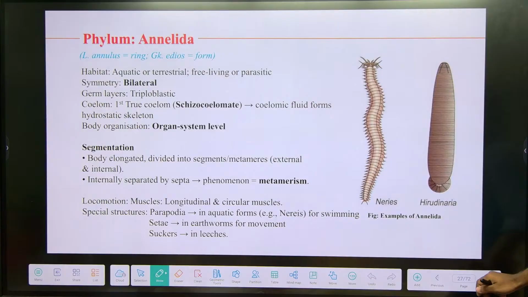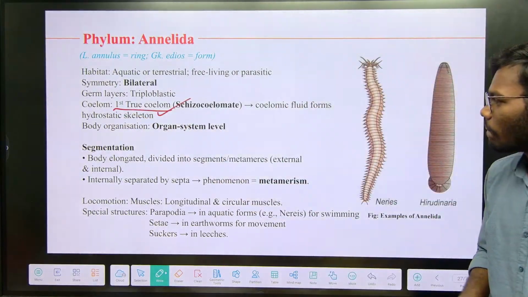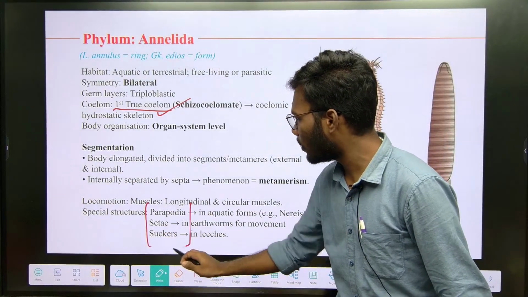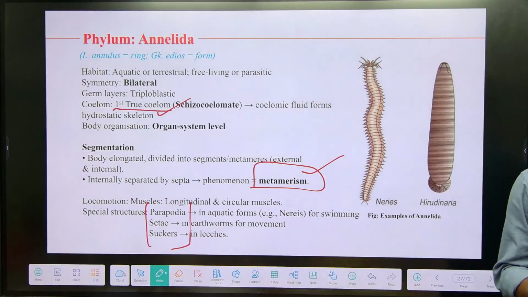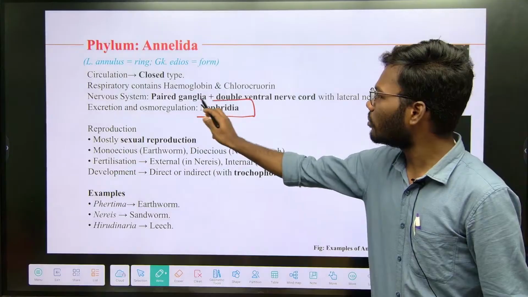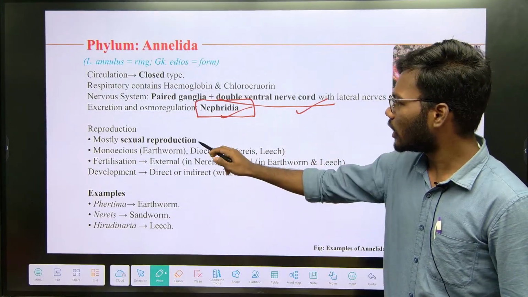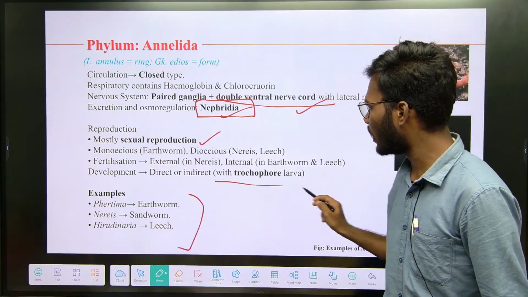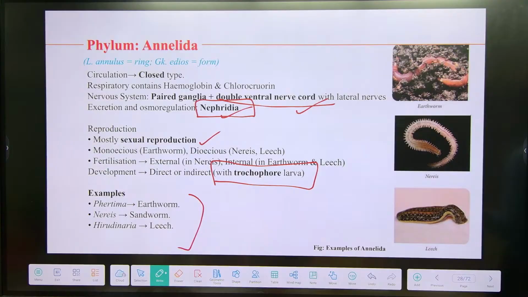Annelida, yeah, these are the first true coelomates. And these structures are very important. Metamerism, right? Excretion is done by nephridia, there is a double ventral nerve cord. Sexual reproduction, examples. The larval form is trochophore larva. So these are the points you have to remember up to Annelida.